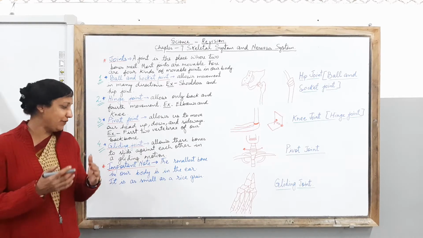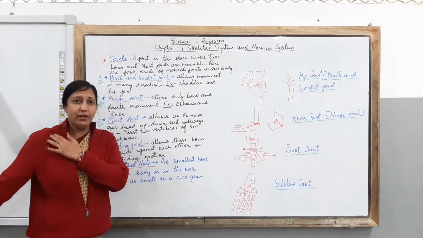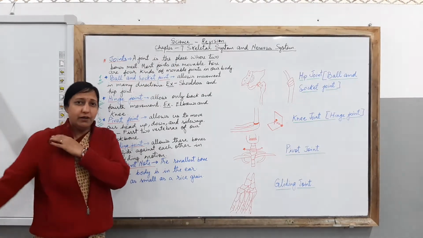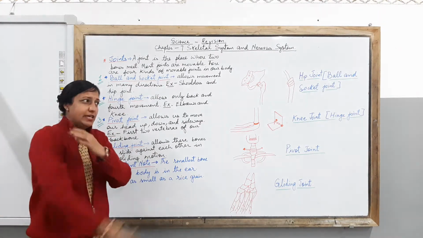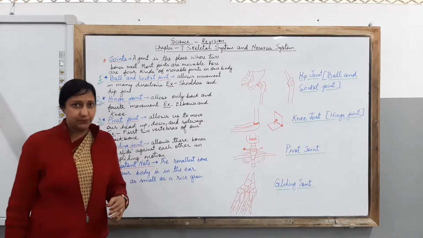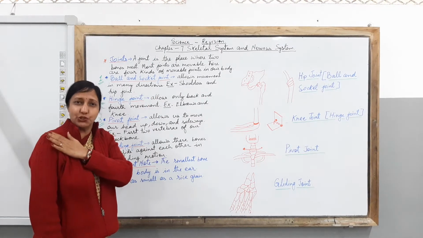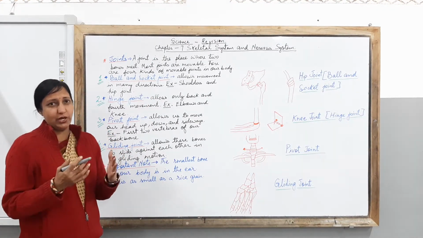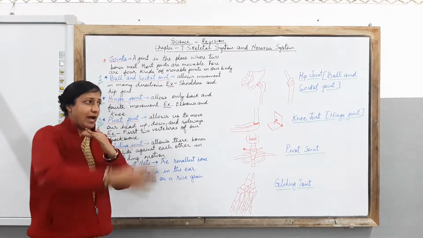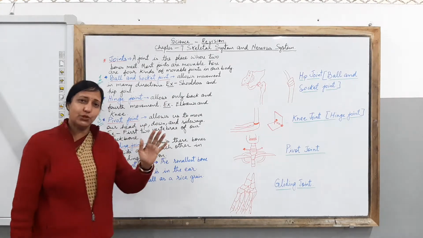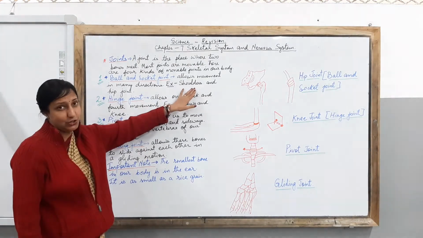Children, you must have observed when you are playing cricket, when the bowler is bowling the ball, what is he doing? He is moving his shoulder completely round and round. After making 2-3 circles, he throws the ball with great force. This is only possible because of the ball and socket joint present at the shoulder. With the help of this kind of joint, the person is able to rotate the shoulder round and round, and with the applied force, he can throw the ball. Clear?